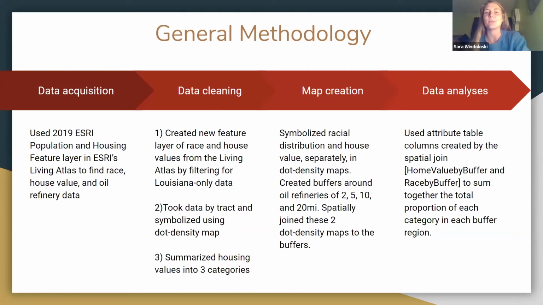Yeah, and then for the data analyses, we used two specific columns in the attribute tables, which were the home value by buffer and the race by buffer, which practically aggregated the number of cases within each buffer region. And then we divided by the total number of cases to get the total proportion within each buffer of house value or race, depending on which map we were looking at.